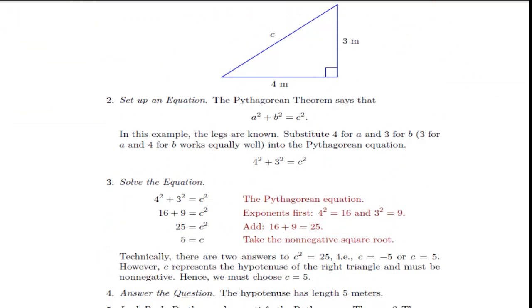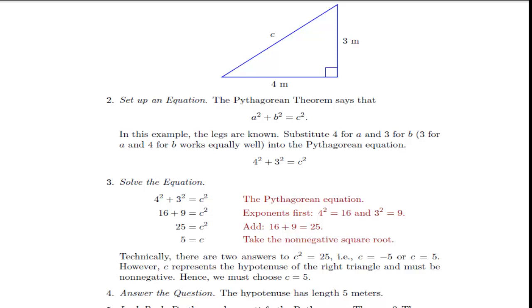The Pythagorean Theorem says that a squared plus b squared equals c squared. In this example, the legs are known. Substitute 4 for a and 3 for b. 3 for a and 4 for b works equally well in the Pythagorean equation. So we get 4 squared plus 3 squared equals c squared.